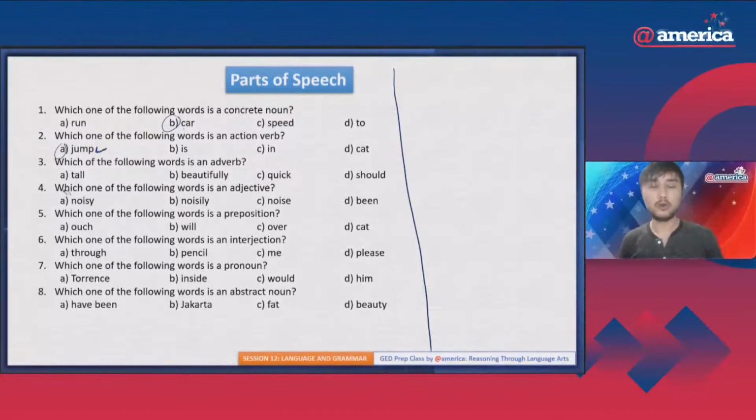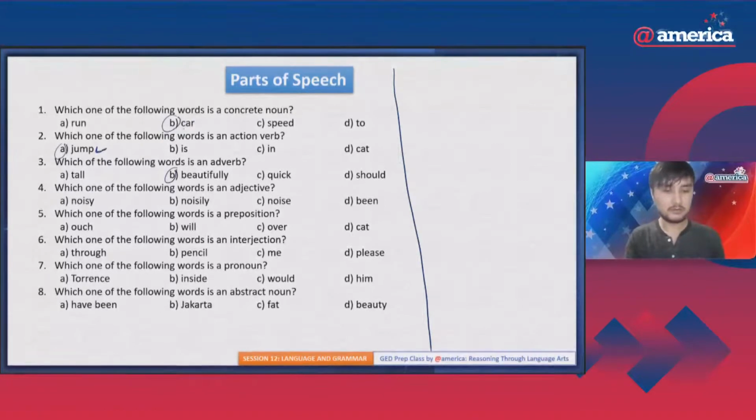We know "tall" is an adjective, so not this one. "Quick" again is an adjective. "Should" is not even an adjective or adverb. "Should" is an auxiliary verb, a modal auxiliary verb. You have shall, should, can, could, may, might, must, and also ought to. Those are modal auxiliary verbs. So for adverb, you have "beautifully." You played beautifully, right?